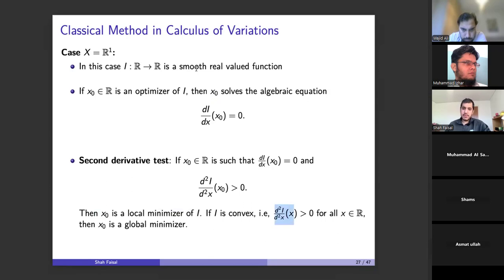But if the second derivative is positive everywhere, it means the given function I is convex. Then any local minimizer is a global minimizer. All right. And that's something you have learned. So in calculus of one variable, you know how to find a minimizer for a smooth function on R: the first derivative test and the second derivative test. And if the function is convex, then any stationary point will be a global minimizer. Okay.